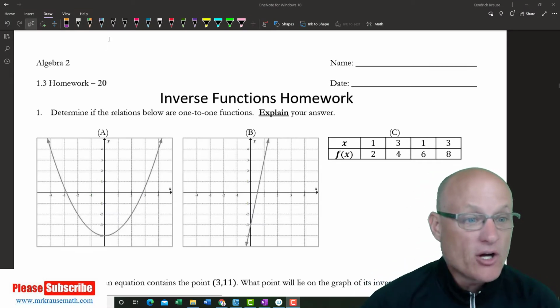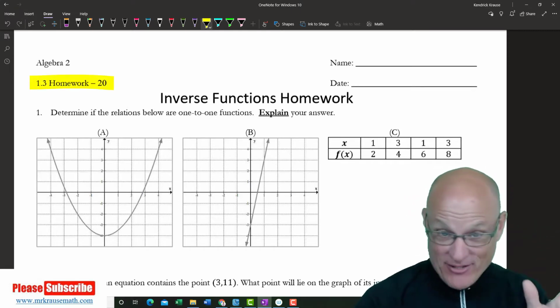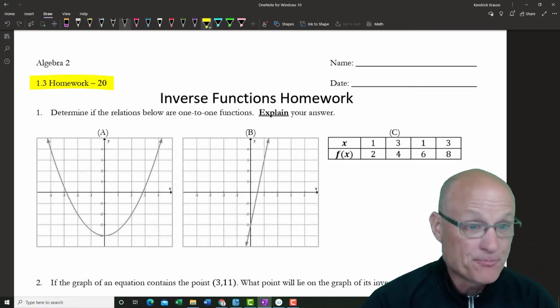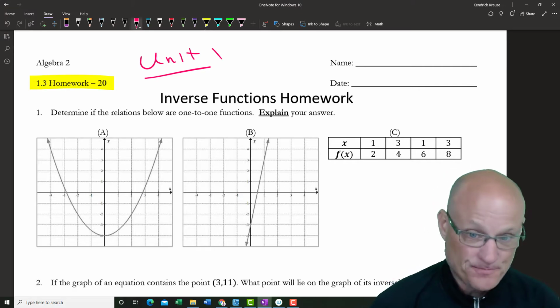Hey, we're going to talk about the homework for day 3. If you haven't done the homework for day 3 or if you haven't turned it in already, you need to turn it in, okay? But this is Unit 1, and then it's day 3 homework.